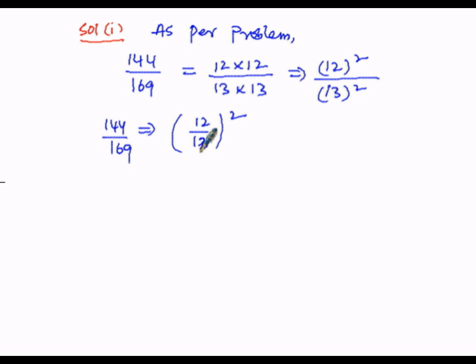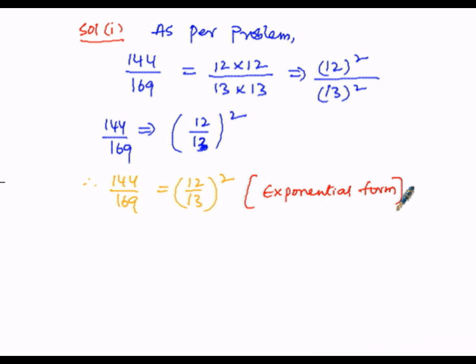So in this manner I have expressed 144 by 169 as 12 by 13 whole square in exponential notation. Therefore 144 by 169 is equal to 12 divided by 13 whole to the power of 2, which is nothing but the exponential form or exponential notation, or in other words the index form, in which the base is 12 by 13 and the exponent is 2.